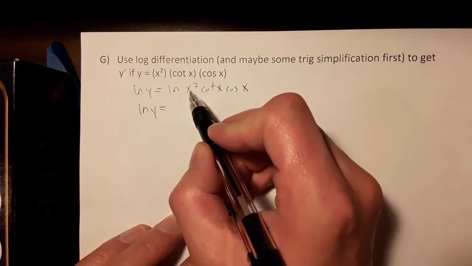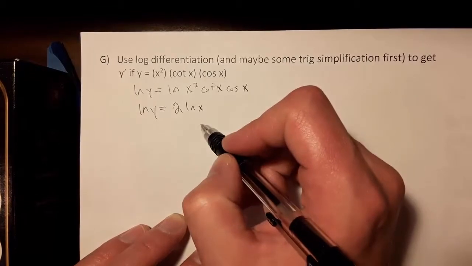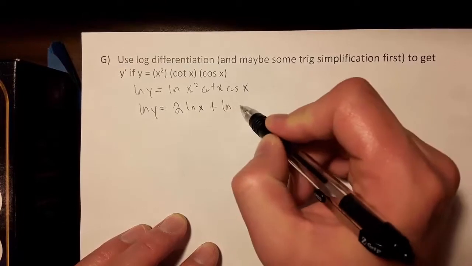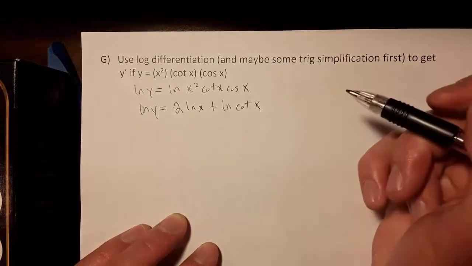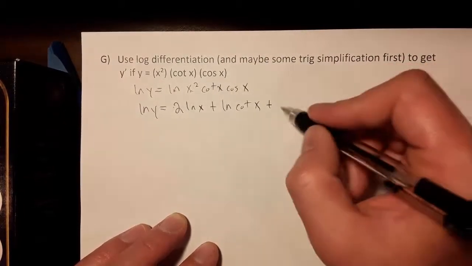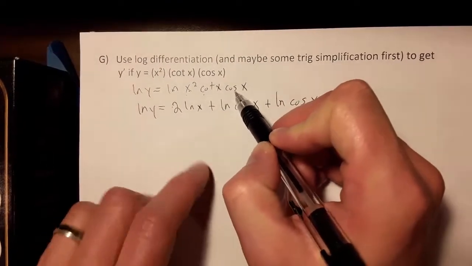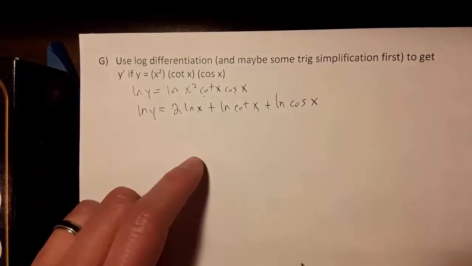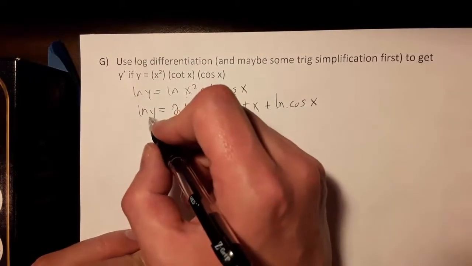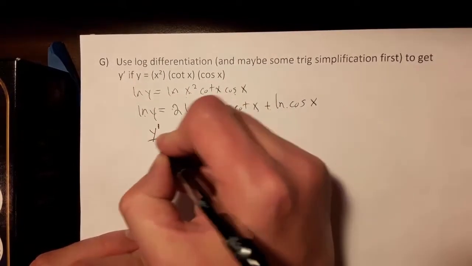So ln of x squared could be written as 2 ln x. That generates a positive term. Plus, my next term will also be positive. I'm going to have ln of cotangent x plus I'm going to have ln of cosine x. Since these three things are all being multiplied, they all generate positive natural log terms when I apply log properties. When I differentiate, again, ln y does not become y prime. It becomes y prime over y.